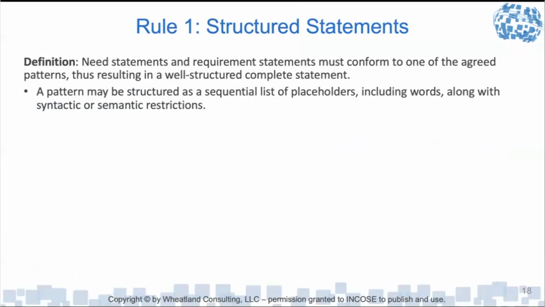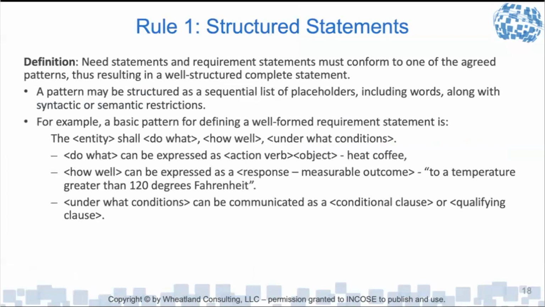So rule one, we're really stressing structured statements rather than just an atomic sentence. We're breaking this down into different patterns. The entity shall do what, how well, under what conditions is a high level way of talking about that, where the do what can be expressed as an action, verb, and object, like heat coffee. How well can be expressed as a response measurable outcome, to a temperature greater than 120 degrees Fahrenheit.